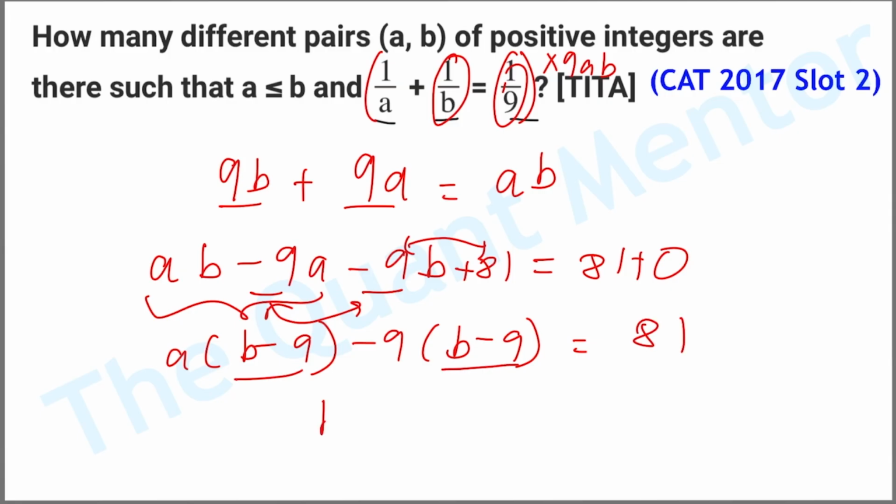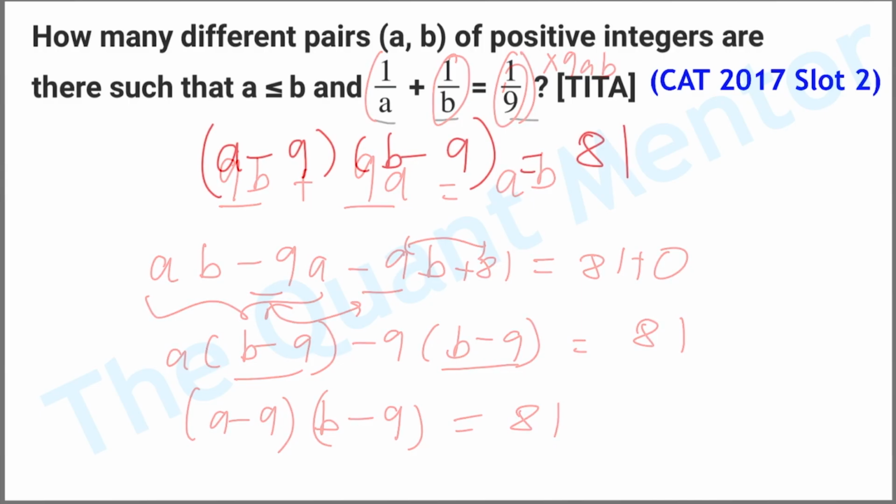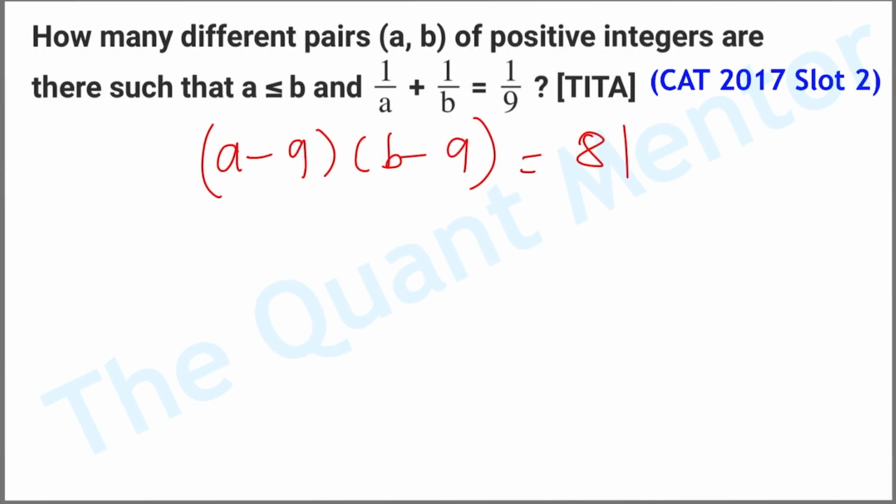So now take b minus 9 common, b minus 9 common. What remains is simply a minus 9. A minus 9 into b minus 9 is 81. So finally, it all boils down to finding the number of positive integral solutions for a minus 9 into b minus 9 is equal to 81. The condition is a should be less than or equal to b.